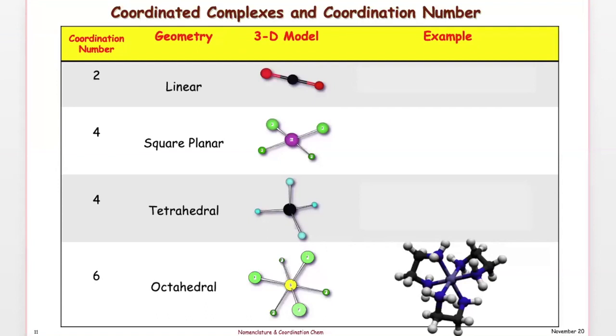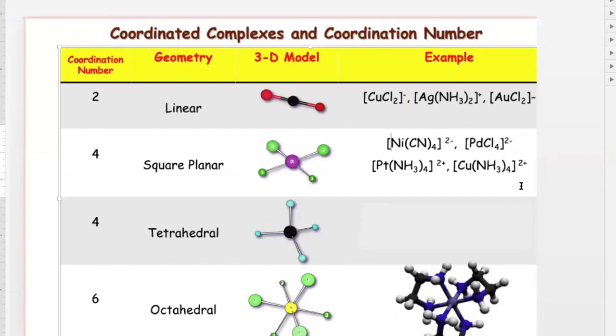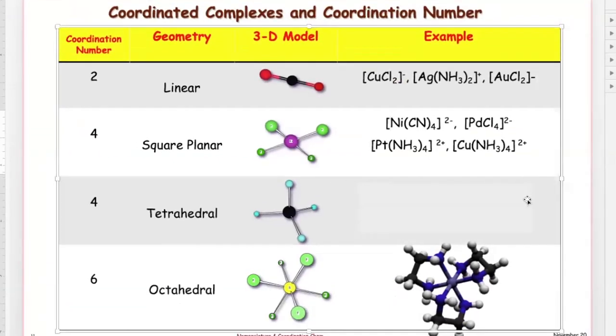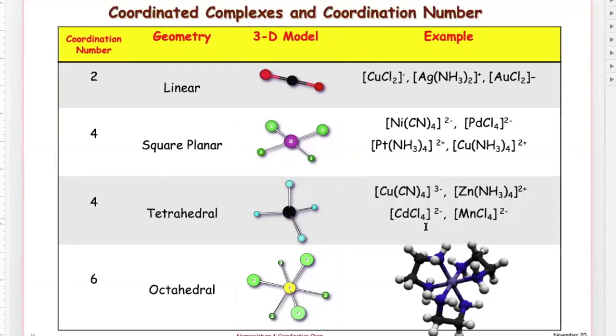If you take a look at this right here, those would be examples of compounds that are linear. These are examples of compounds that are, in this particular case, square planar. Square planar has a coordination number of 4, ligand number 4. Look at the geometry. It's a square, and then it's in a plane. This right here is tetrahedral. It's got a coordination number of 4 as well, and these are compounds that would have the tetrahedral geometry.